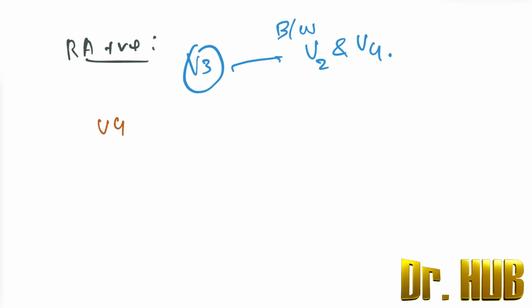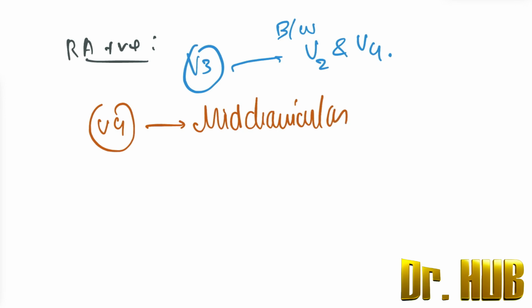Next we move on to V4. V4 is at the mid-clavicular line, in the 5th intercostal space.